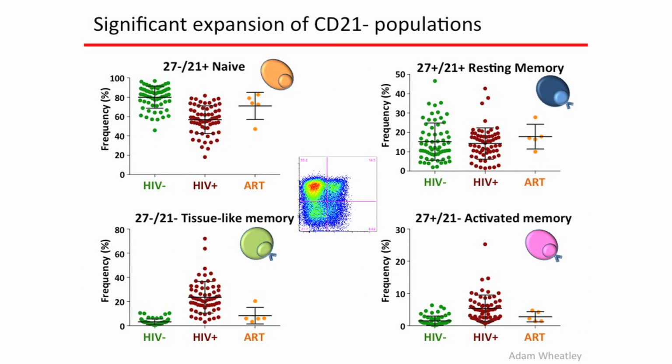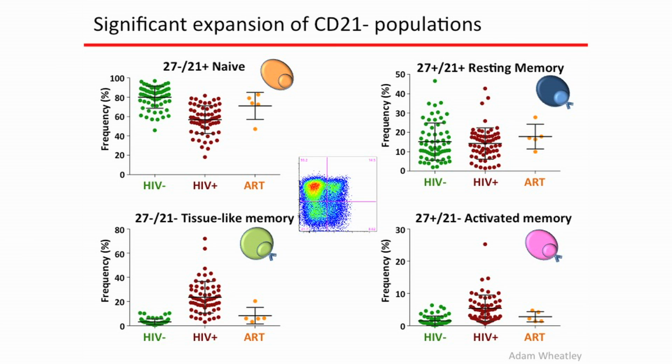So this is what it would look like. Adam Wheatley in the group took HIV negative individuals, HIV positive individuals, and a few individuals that we could find that were on ART. Basically, he did the same stain, and this just describes the dysfunction that we find in HIV positive individuals.